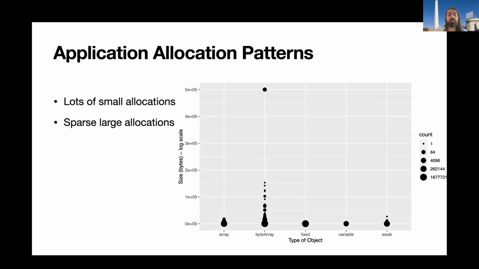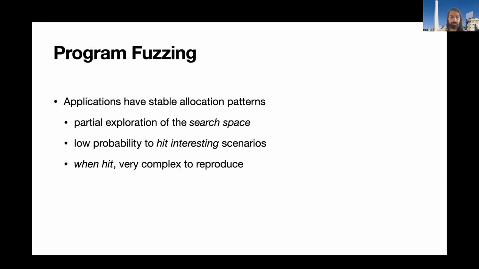What you see is that most of the objects allocated in the benchmarks are small, and when you have large objects allocated, they are sparse, so they are not exercising a lot of different values. They are mostly the same. You have a lot of byte arrays with 1,000 or a million elements, but maybe those values are not interesting for the garbage collector. So what we see is that applications have stable allocation patterns.